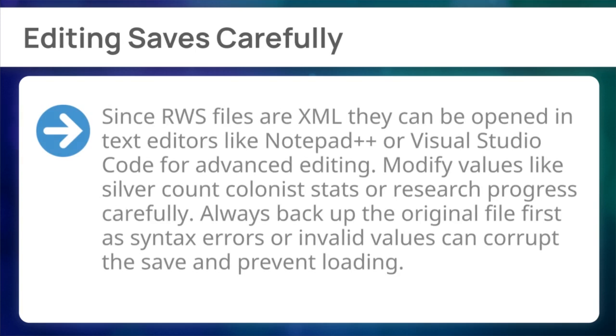Finally, editing saves carefully. Since RWS files are XML, they can be opened in text editors like Notepad++ or Visual Studio Code for advanced editing. Modify values like silver count, colonist stats, or research progress carefully. Always back up the original file first, as syntax errors or invalid values can corrupt the save and prevent loading.